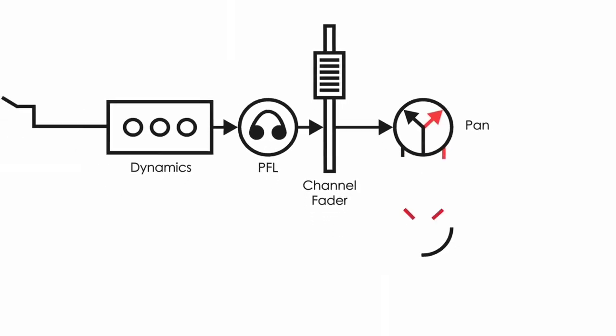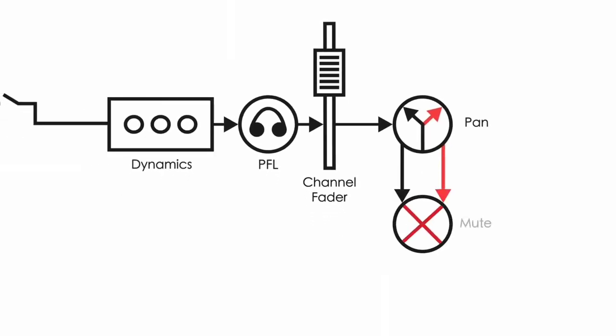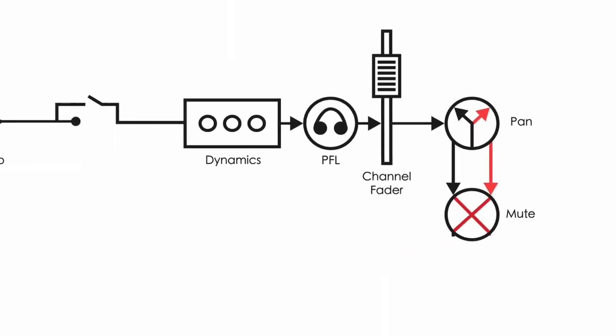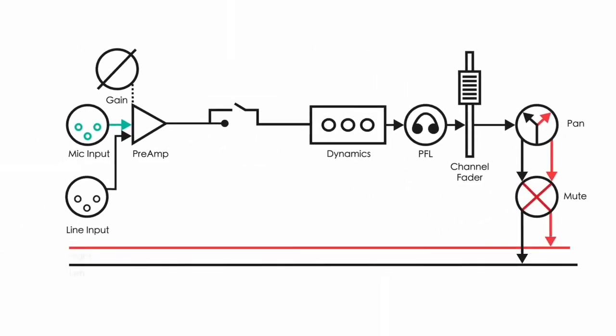It also passes through a mute, which can turn off the entire signal. After the pan and mute, the signal moves to the left and right bus where it is joined, or mixed, with the signal from all other channels. This is also called the main bus. A bus is a mixdown of several channels.